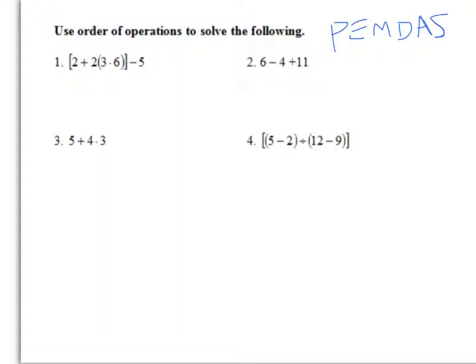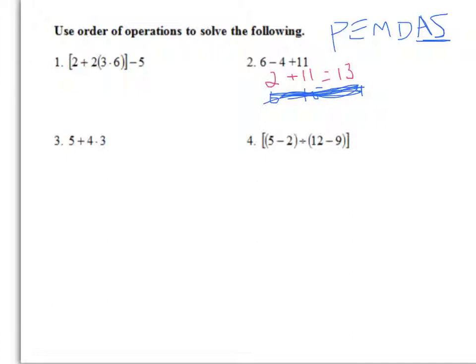So starting with example number 2, even though the A comes before the S in PEMDAS, we are going to take 6 minus 4 before we take 4 plus 11. 6 minus 4 is 2. And then we have 2 plus 11, which gives us 13. If you took this problem literally with PEMDAS and added before you subtracted, you'd get 6 minus 15, which is negative 9 and incorrect. So you have to make sure you understand that with PEMDAS, multiplication and division are the same power, addition and subtraction are the same power.